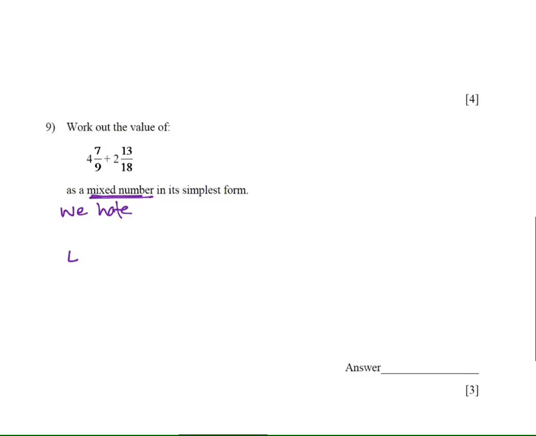So let's look at this. 4 and 7/9 plus 2 and 13/18. So we're going to use our clever writing style. The next line here, where we're going to change 4 and 7/9 to be 4 times 9 is 36 plus 7 is 43/9. 2 times 18 plus 13 is 49/18. We can't add these because they're different types of fractions. Lowest common multiple of 9 and 18 is 18. So 43/9 becomes 86/18. Add the 49/18.